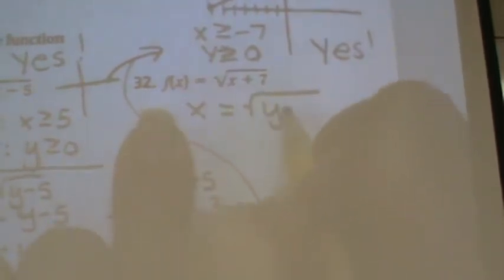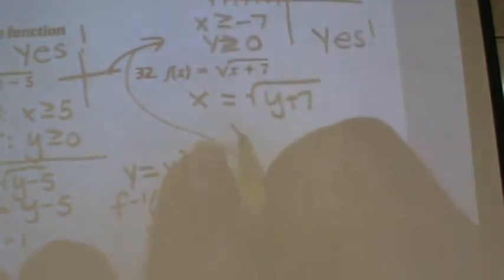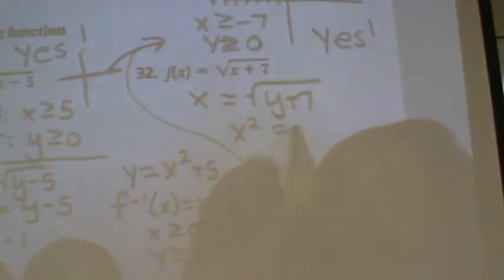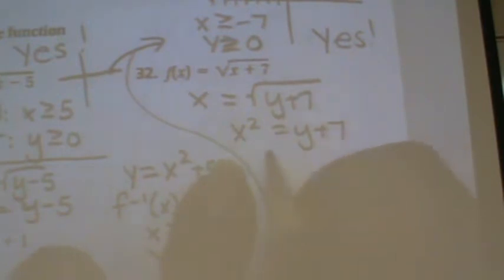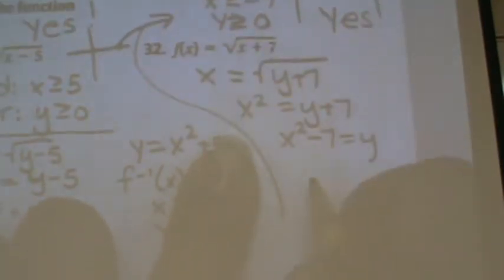You're going to switch x and y around. So now you have x is equal to the square root of y plus 7. You're going to square both sides. X squared equals y plus 7, and subtract 7. And write it as f negative 1 of x is equal to x squared minus 7.